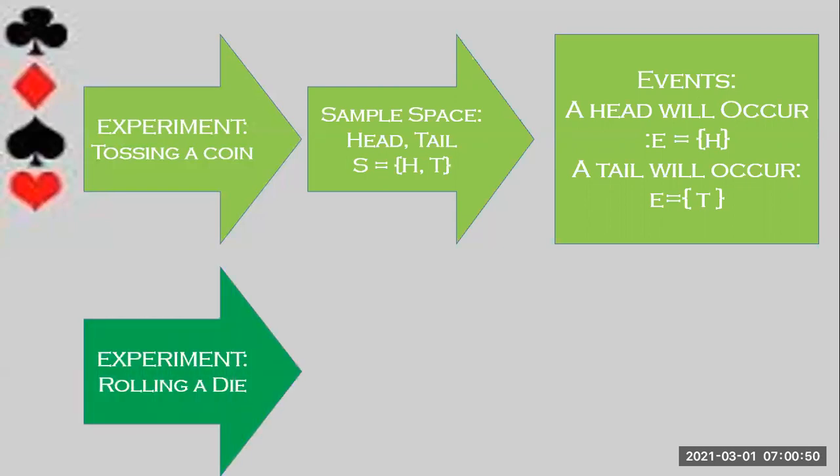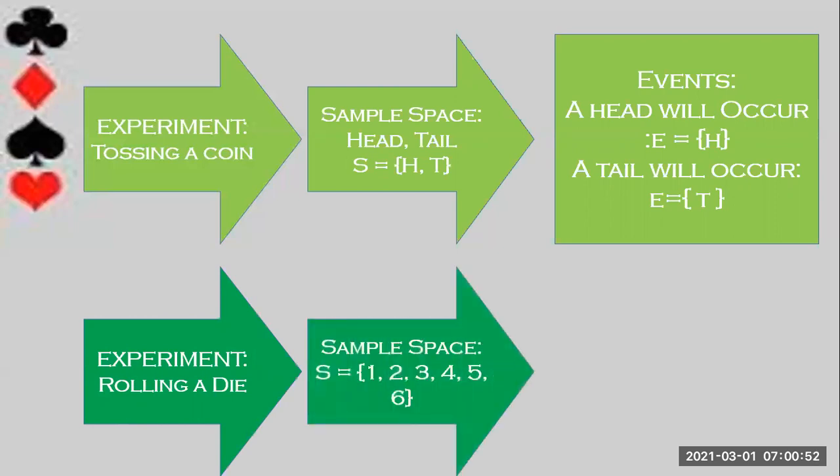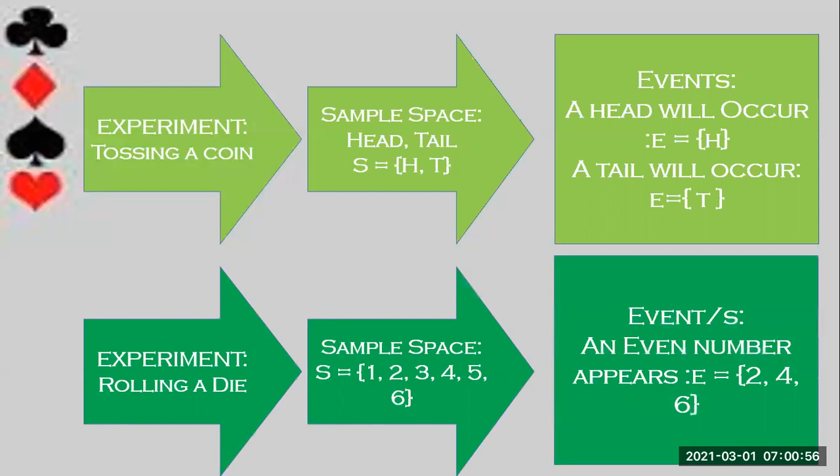Another example, rolling a die experiment. The sample space is 1, 2, 3, 4, 5, and 6. And ang event is an even number appears. So kumbaga, we have to make sure na lahat ng lalabas sa event ay nasa sample space. So as you can notice, yung 2, 4, and 6 ay nasa ating sample space or nasa universal set natin, which is 1, 2, 3, 4, 5, and 6.